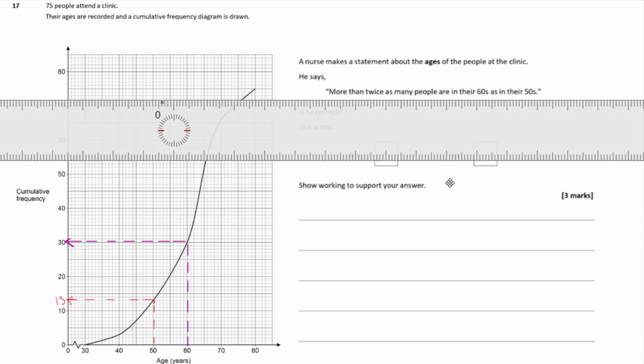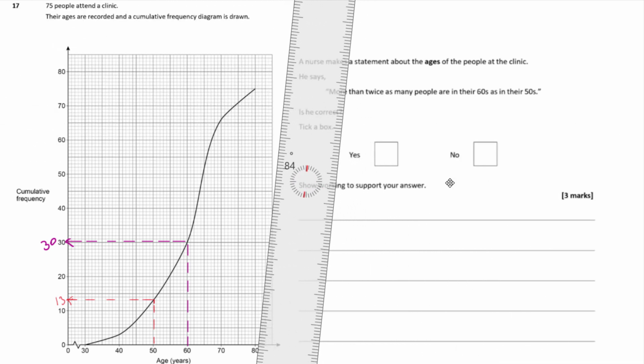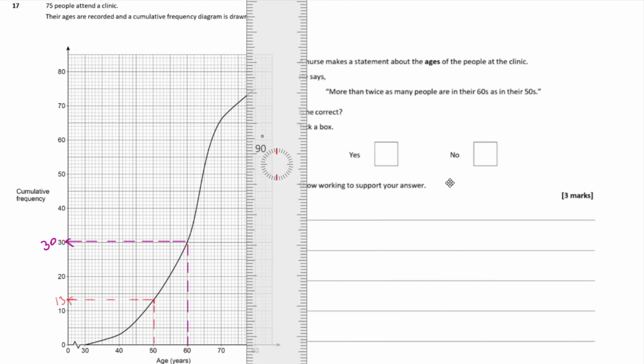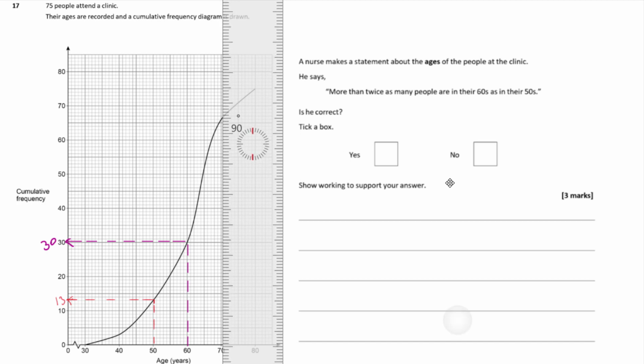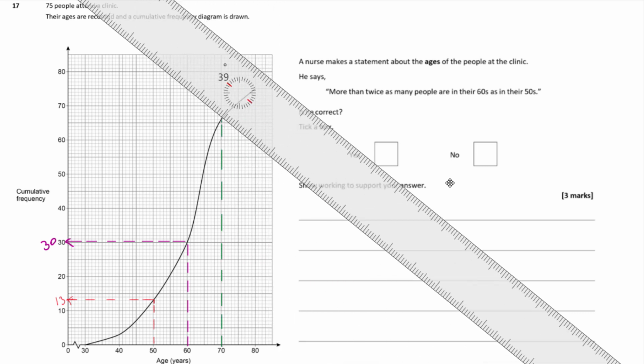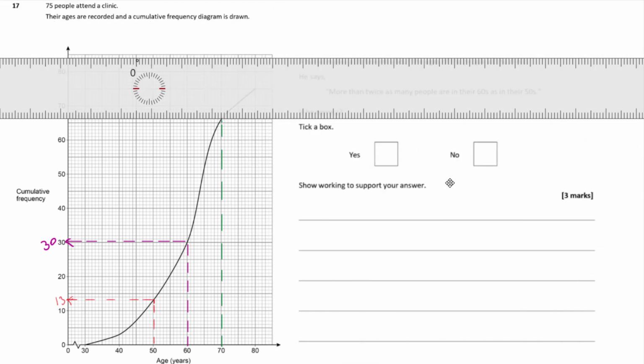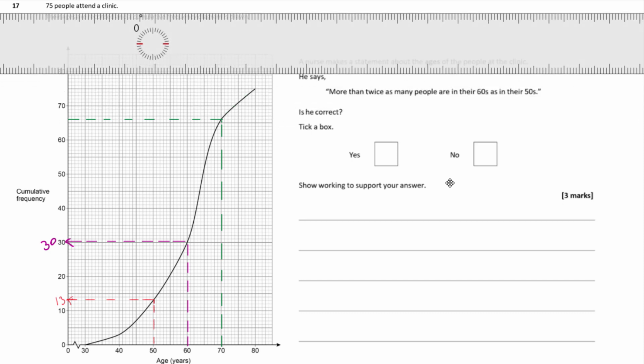So there's 30. Okay. And then finally I do need to look up the 70-year-olds, because people in their 60s go up to 70 years of age. Okay, so I'm going to have to look up a third value for my graph. I believe that is 66. So 66 people are 70 or less.